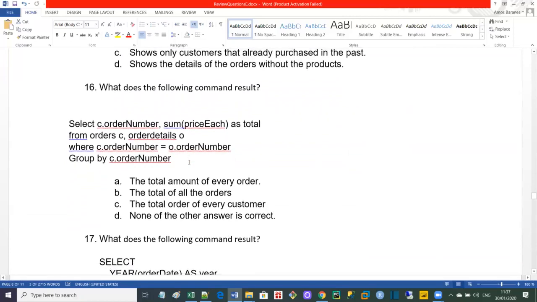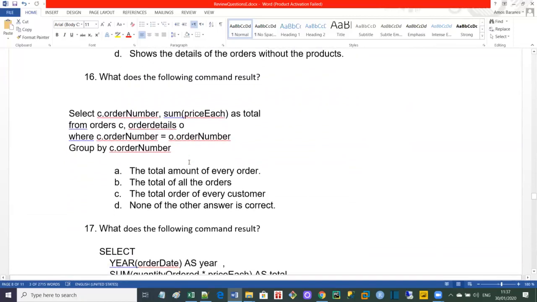Question number 16. What does the following command result? Meaning, what is the outcome of running a query like that? This one. Okay, so let's take it step by step. The first thing, we see the select, we see the from, we see the where, and we see the group by. We use the group by in order to carry out some aggregation functions. Aggregation functions include sum, count, average, min, max, and others.